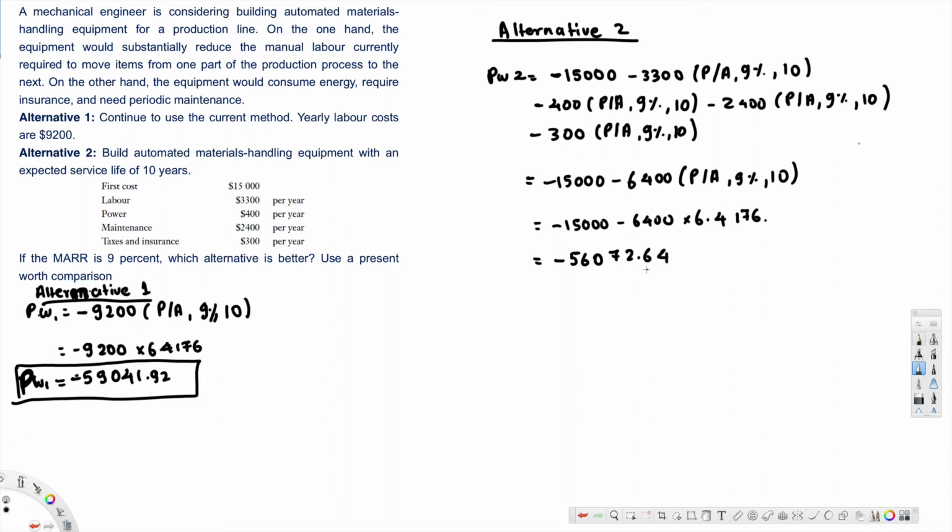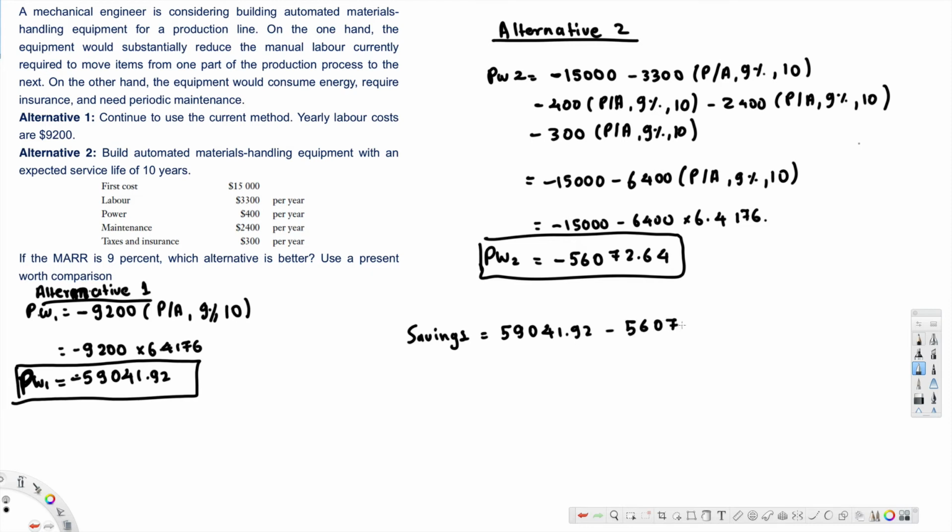56,072.64, and that's present worth factor 2. Now let's calculate the savings. Savings is equal to 59,041.92 minus 56,072.64, and that gives us 2,969.44, and that's it. That's how we do this kind of problem.